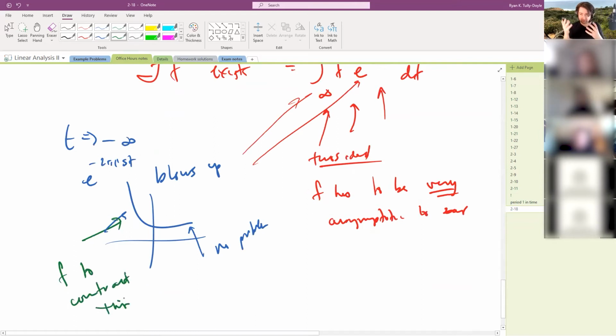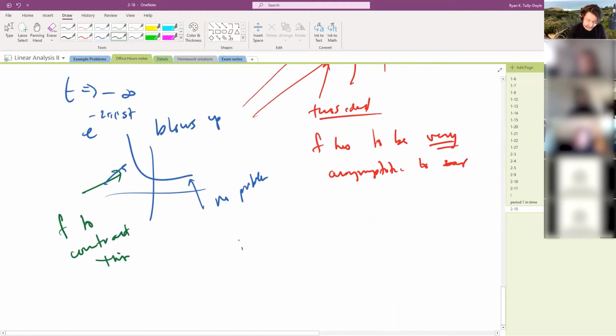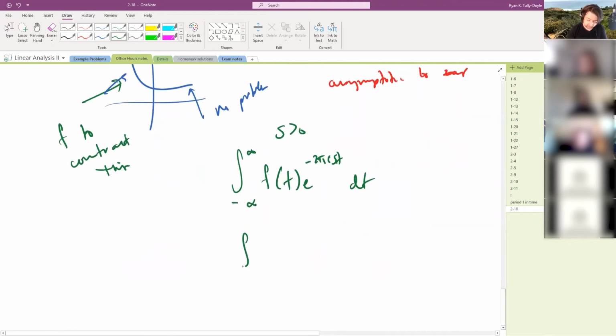I think of integration of things that are going to infinity as fighting each other, right? So suppose s is some positive value. If I have an integral from minus infinity to infinity of f of t e to the minus 2 pi i s t dt, I think of it as broken into a piece from minus infinity to 0, it doesn't really matter where you make the breakpoint, and another piece from 0 to infinity.